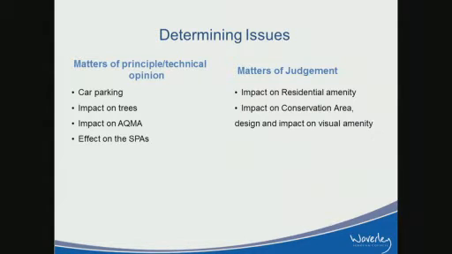In terms of the matters of judgment, which members are now asked to consider, these are the impact on residential amenity and the impact on the conservation area, design and visual amenity. Thank you, Chairman.